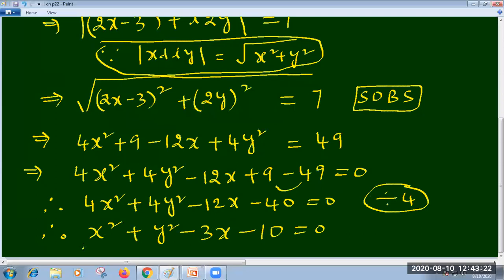So here, this is an equation of circle. The geometrical representation of this one is a circle in this case.